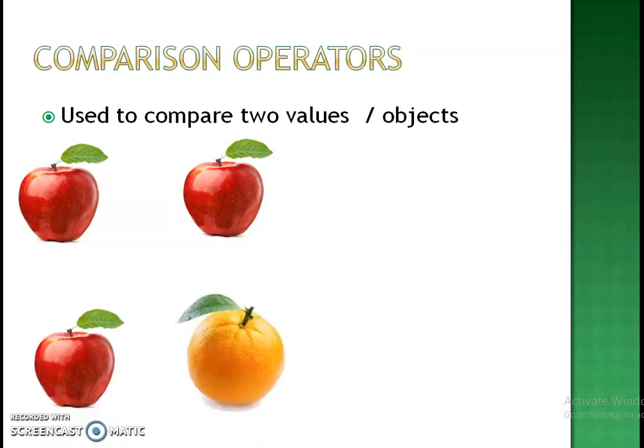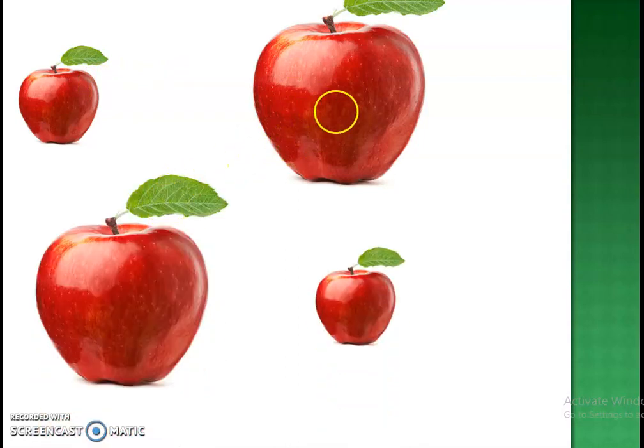Then we have one apple and another one is an orange. Even though they each have one leaf and the size is almost similar, they are totally different fruits, so they are not equal. When we compare the size of the objects, the first apple is less than the second apple. The size of the first apple is smaller than the second one. And the first apple's size is greater than the second one. So this is known as comparison.